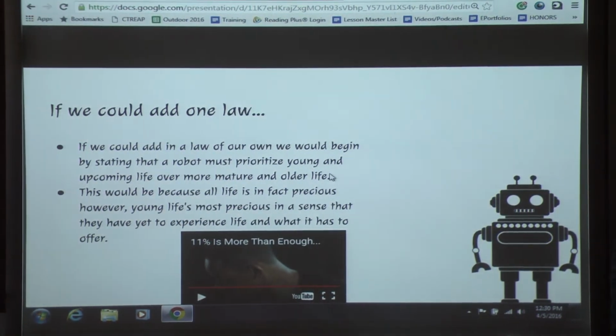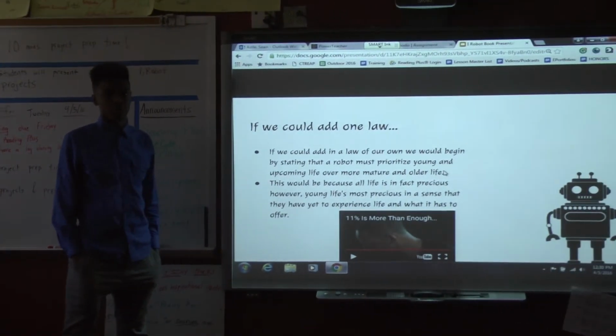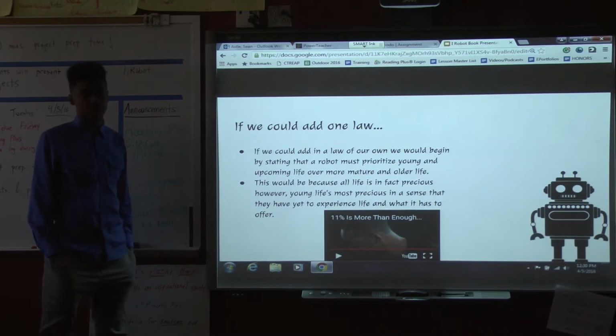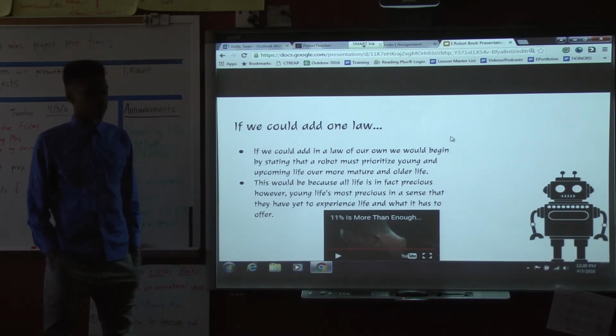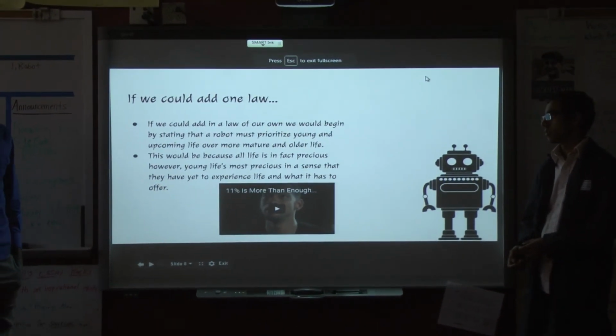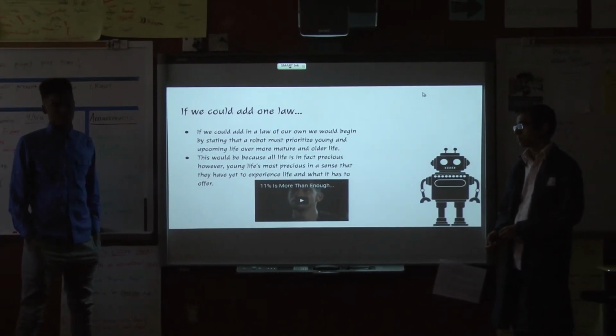All right, so that basically showed how Will Smith was saying that he even prefers himself being left to die rather than a young little girl being left to die, because the young little girl still has life to experience. Her life is very precious because she has much more opportunities and she still has opportunities to make something of herself in life and to enjoy life as it is.